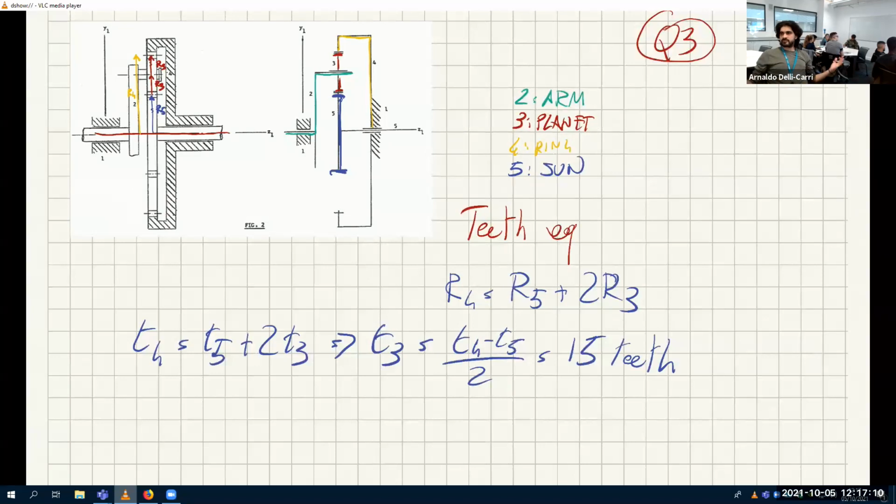Now, what else? Well, superposition method. Which one is fixed? Which one is input? Which one is output? Help me out. Which one is the input? 2. Which one is the output? Which one is fixed? Okay, good. The planet can never be fixed. It doesn't make any sense for a planet to be fixed, otherwise it's not an epicyclic gear train. And the planet cannot be input or output because it's inside the machine. You can't make it output or input. The planet can only be a planet.